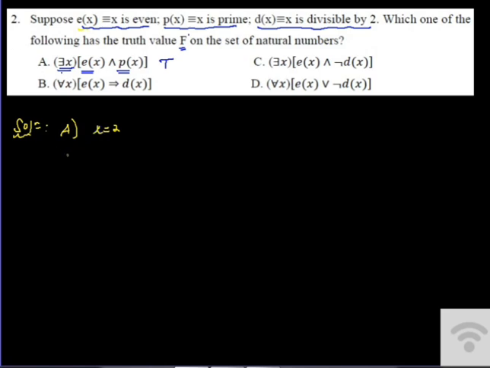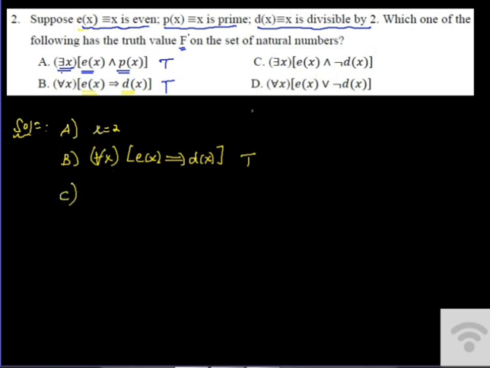So let's check the B case. In B we have: for every x, if the number is even then it is divisible by 2. For all natural numbers x, if the number is even, then it's divisible by 2. This is true. So the compound proposition in B is also true.